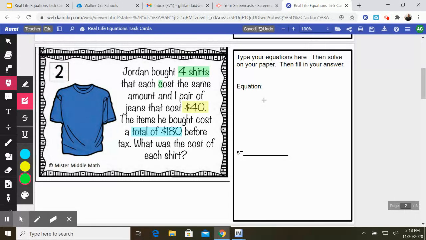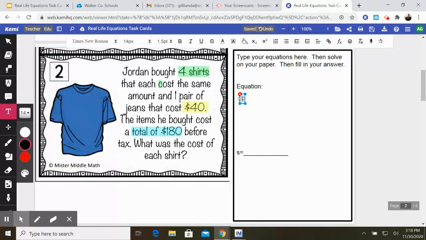So we know there was 4 shirts. We don't know the cost, so that would be 4C. He bought 4 shirts. We don't know the cost. We know he bought one pair of jeans, so that would be plus, and they were $40. And we know his total was $180. So now we can go to our paper and figure that out. So we have 4C plus 40 is equal to 180. So let's go to our paper.